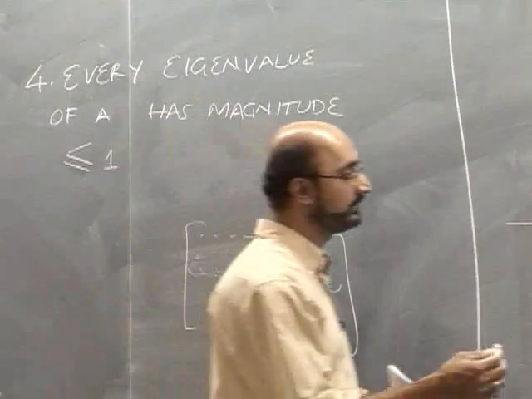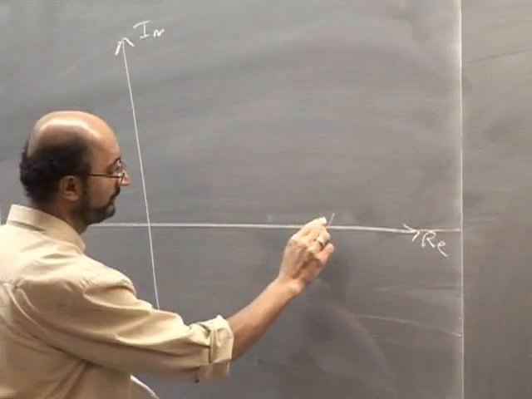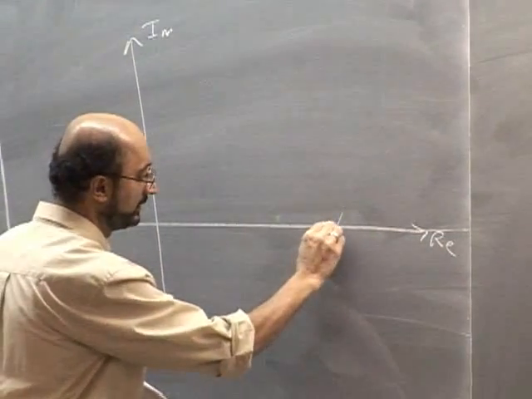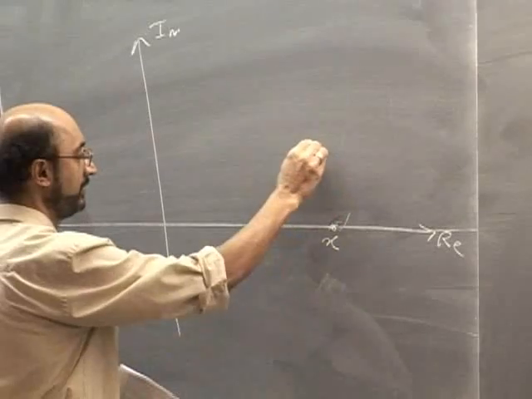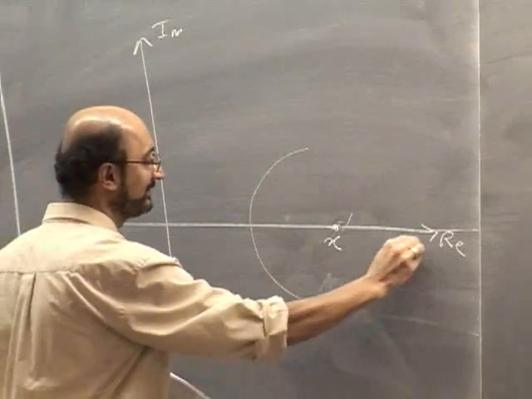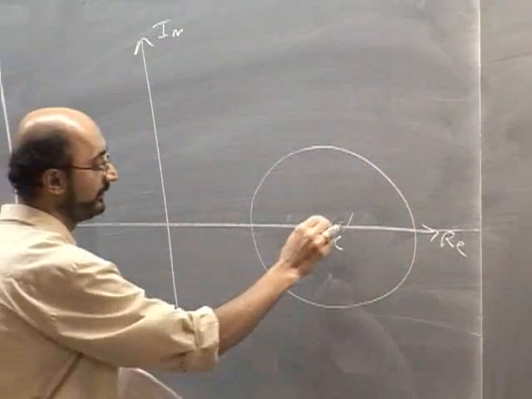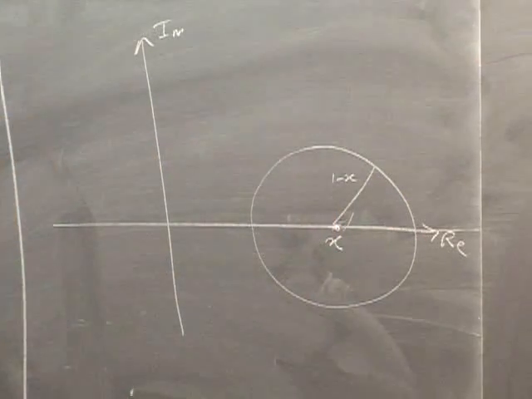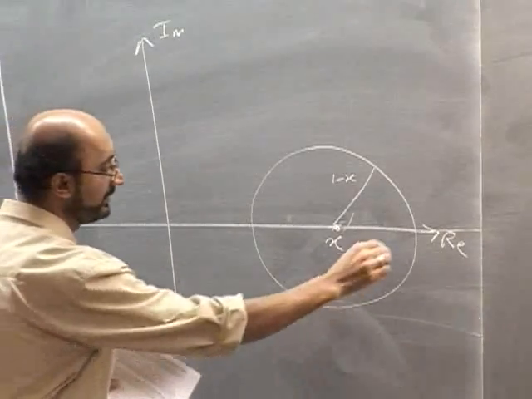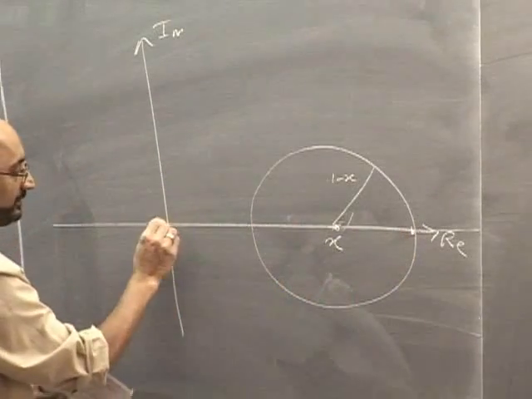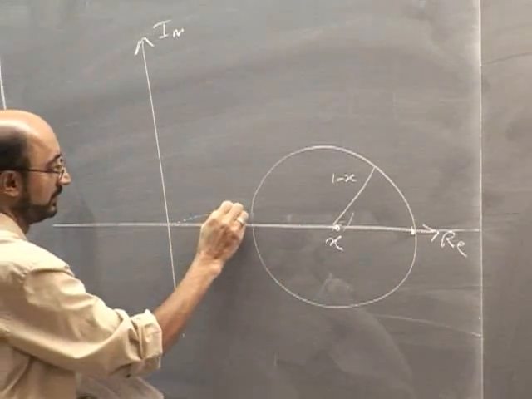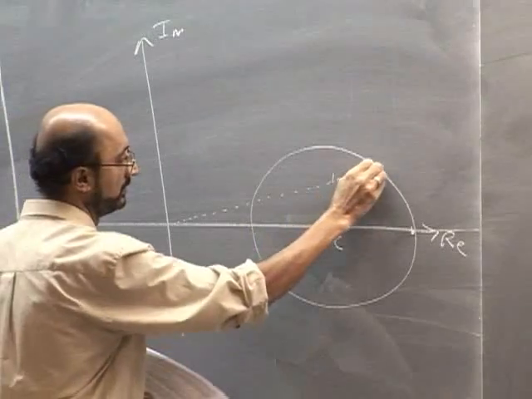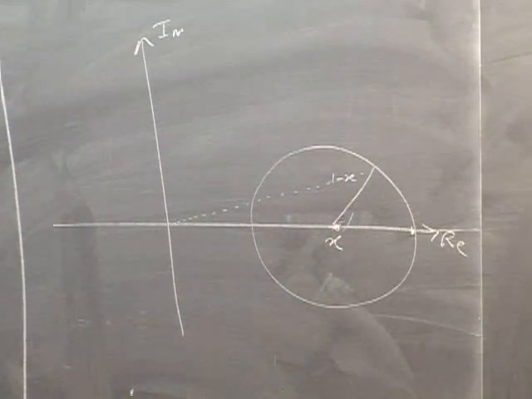So where do the eigenvalues lie? I have some point over here, and I'll call that x, and all the eigenvalues must lie in a circle of radius 1 minus x, somewhere. What is the largest magnitude eigenvalue that you can have? It's the magnitude, this distance over here. That's the distance from the origin.